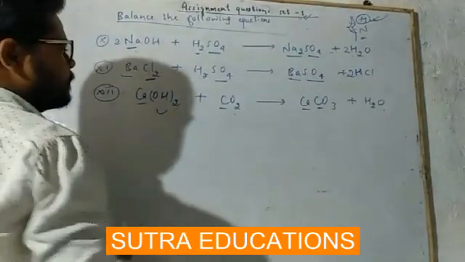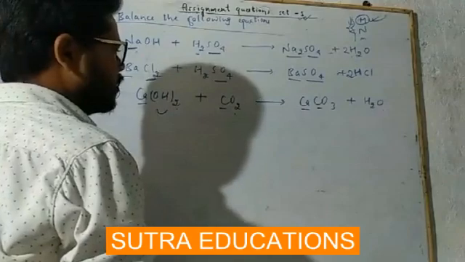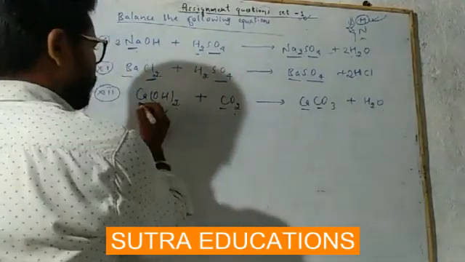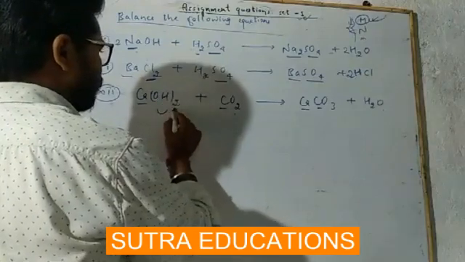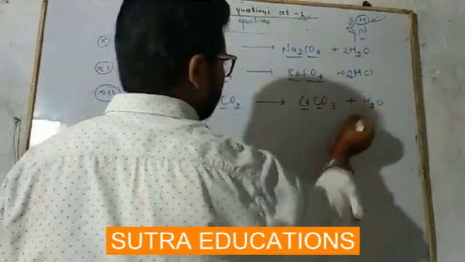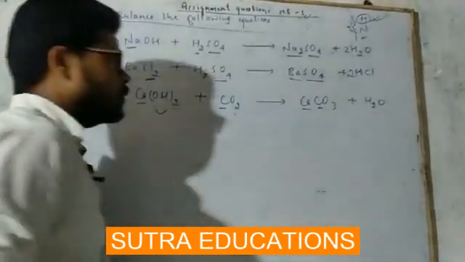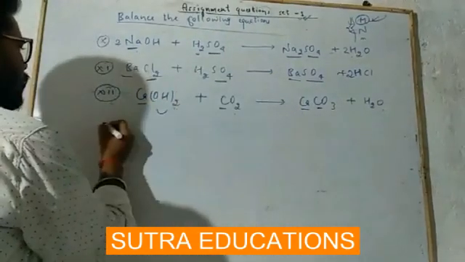Hydrogen is 2, which means it is already balanced. Calcium is 1, calcium is 1. Okay, 2 hydrogen plus 4 oxygen, 3 plus 1, 4 oxygen, 2 hydrogen, 1 carbon. The reaction is already balanced. Then come to 13.